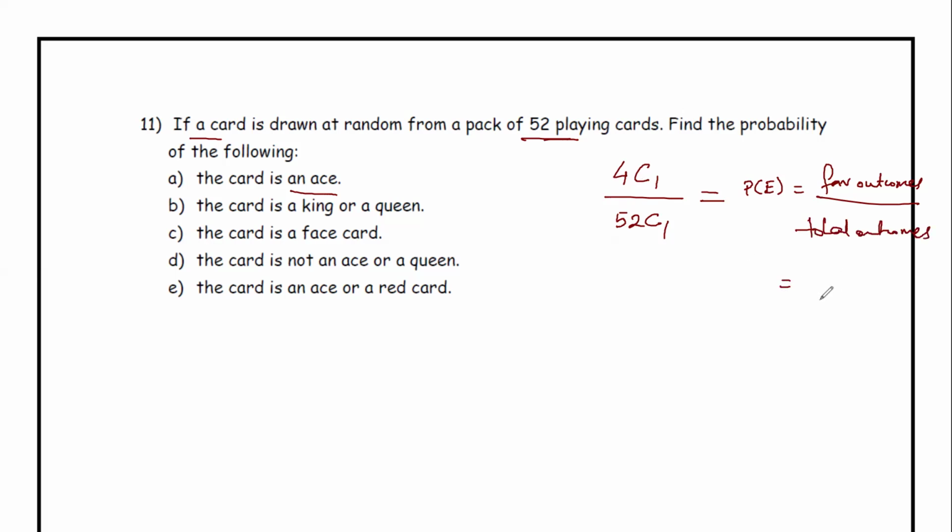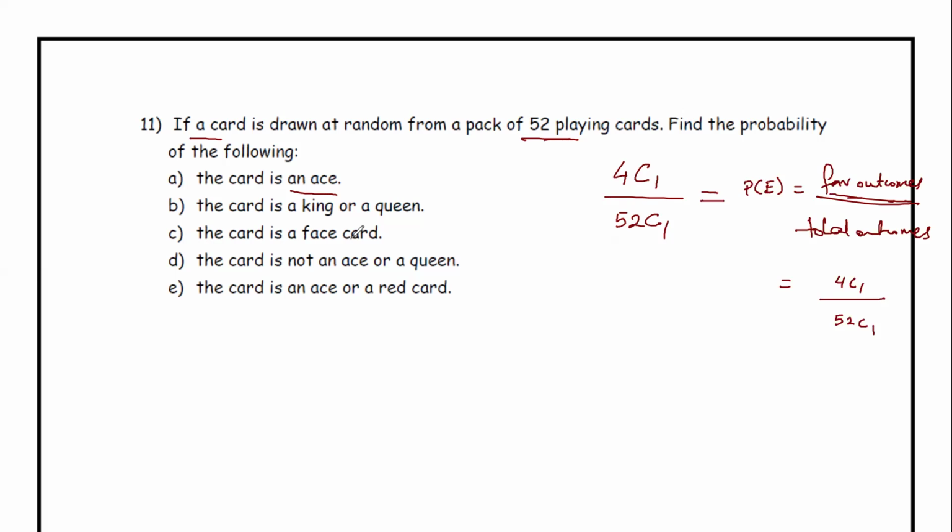So always write down total outcomes first. How many ways can I select one card out of 52 cards? 52C1 ways. How many ways can I get the favorable outcomes? That is 4C1 ways because there are, remember, four aces. One more thing I forgot to mention: because there are four suits, there'll be four aces. One for the spade, one for the club, one for the heart, one for the diamond. Each of the 13 cards has four of them with different suits.